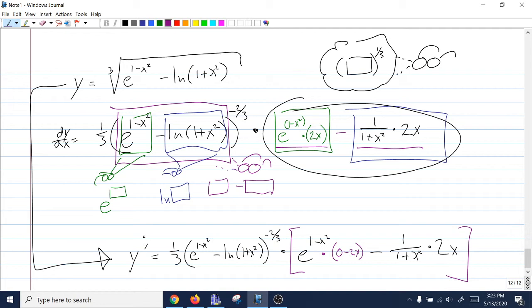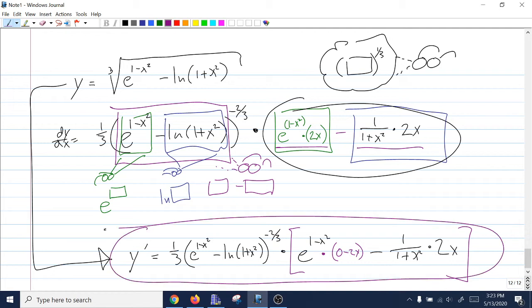So, yeah, there's the derivative of this. That was a chain rule problem where in doing the chain rule we had to use the chain rule 2 more times. That's a thing that'll happen.